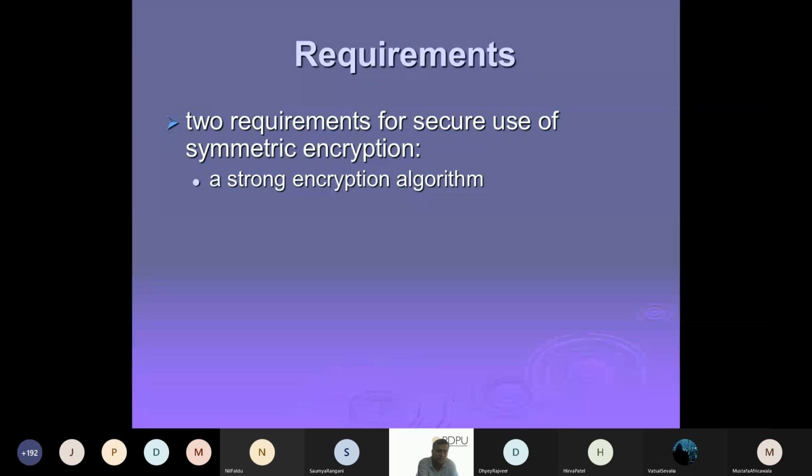One is that whatever algorithm we are going to use is secure. Now what do you mean by strong? Generally, if you asked me the same question, sir, what do you mean by strong, 10 years ago?